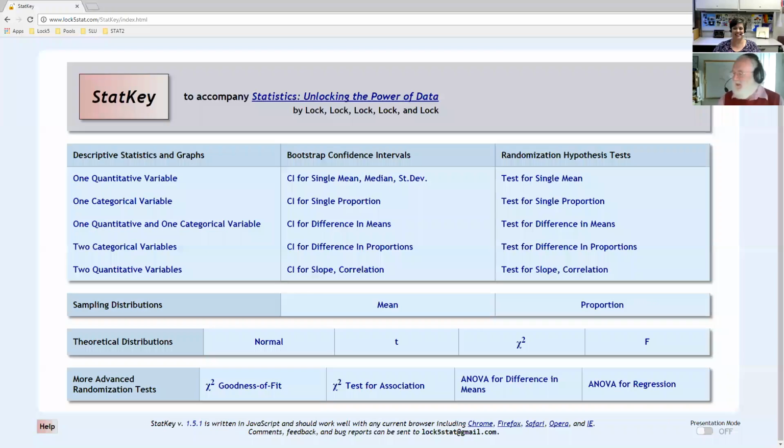And hopefully StatKey is visible now. Julie will give me a thumbs up. We're good there. Okay, so here's StatKey going live.